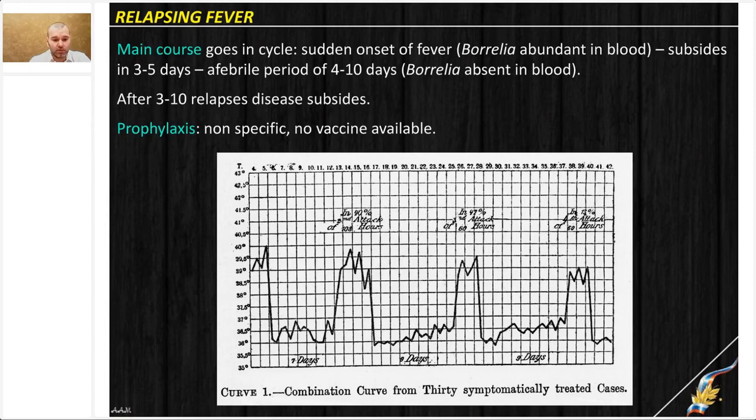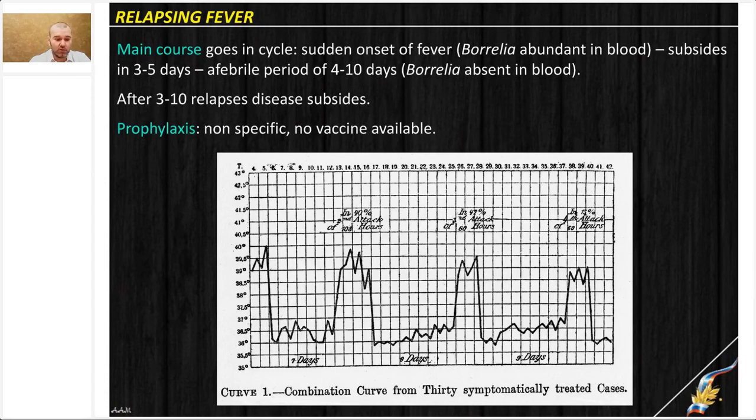Again, because of multiple different possible serotypes within every species, and we have a lot of species, actually vaccination is not available, but we have again the same measures of non-specific prevention: avoid tick exposure, and checkup of people in groups of risk to avoid the disease.